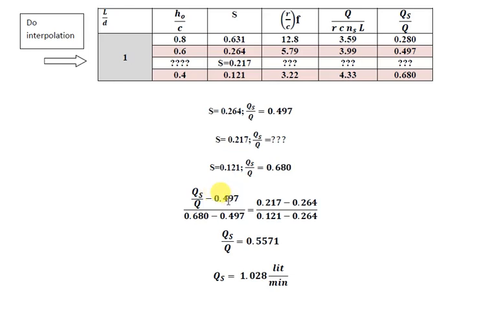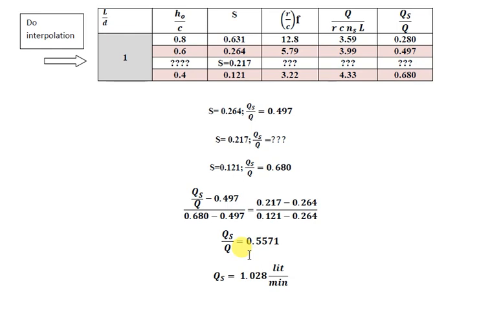So unknown QS upon Q minus upper value, divided by the lower value of QS upon Q minus upper value, is equal to the corresponding intermediate value minus upper value, then again the lower value minus upper value, and that will give you the QS upon Q. So the QS upon Q is equal to 0.5571, and then QS is equal to 0.5571 into Q, and the Q is already calculated by us in liter per minute, so we will get QS is equal to 1.028 liter per minute.